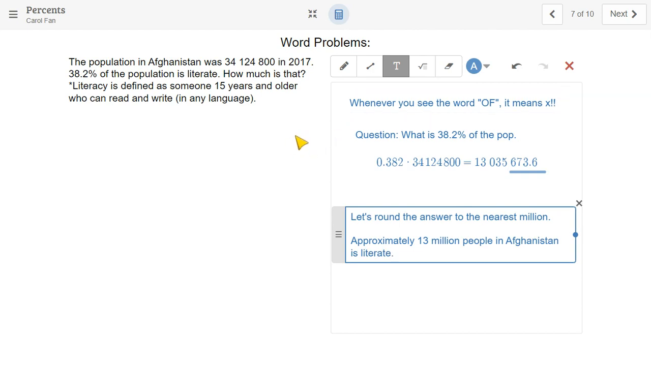In class, we talked about the advantages, the pros and the cons of having people who are literate. I'm not going to talk about that here, but it was a good discussion in class.